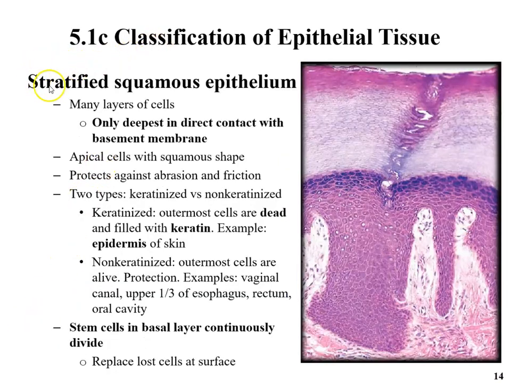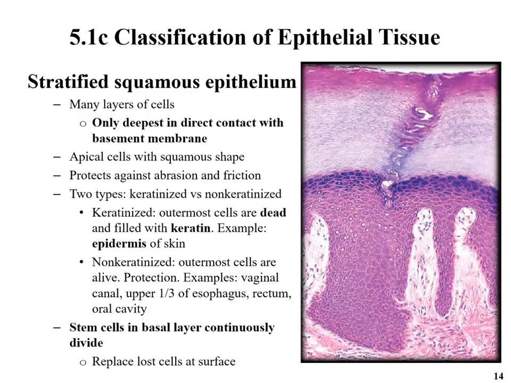Okay, so let's move on to the stratified epithelia, starting with stratified squamous epithelium. There are going to be several layers of cells. You can see all the layers here, and only the deepest layer of cells comes in contact with the basement membrane. It's the apical cells that give the epithelium its name, so the apical cells are a squamous shape. Stratified squamous epithelium protects against abrasion and friction. There are two types to be familiar with, the keratinized versus the non-keratinized type.